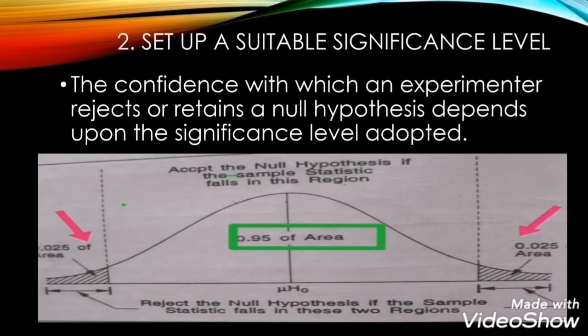So, when the hypothesis in question is accepted at 5% level, the statistician is running the risk that in the long run, he will be making the wrong decision about 5% of the time.